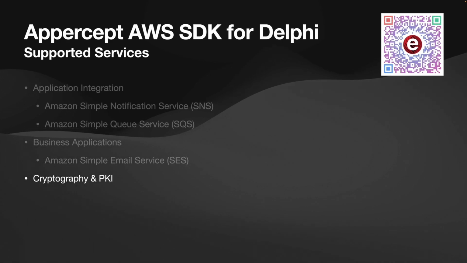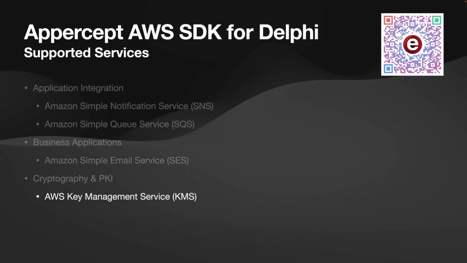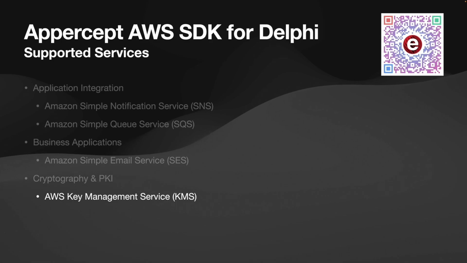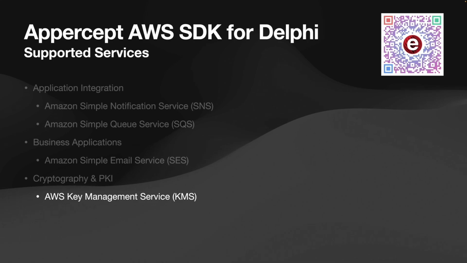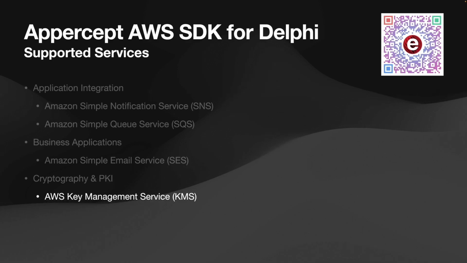In the Cryptography and PKI category, we have the AWS Key Management Service, KMS. This is a service that can create and store cryptography keys to be used by other Amazon Web Services. Many of the other services we're talking about here will make use of cryptography at some point, and they typically use the Key Management Service for the cryptography keys.